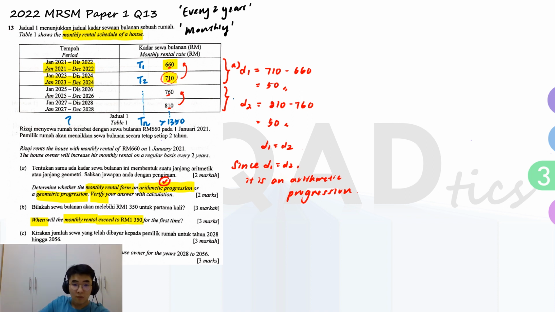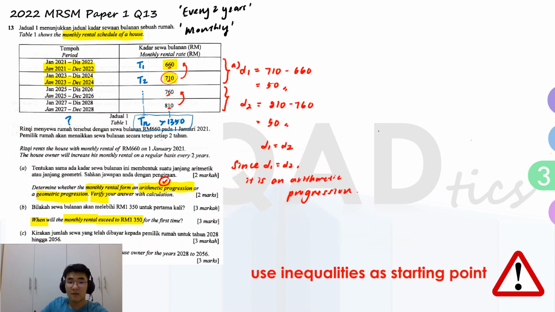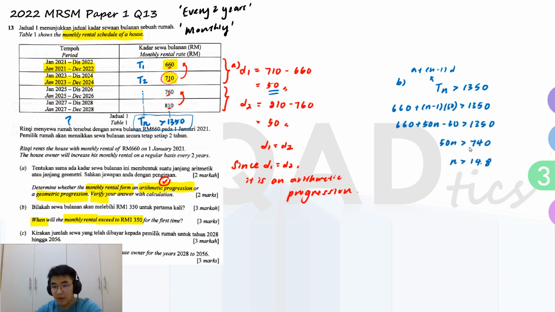To find the value of n, we can use this statement: Tn is more than 1350. We can use the formula for arithmetic progression, which is a plus (n minus 1)d. So a would be 660, which is our first term. n will remain, and the d we can take from part A, which is 50. Now we can simplify it, and we find that n is more than 14.8.